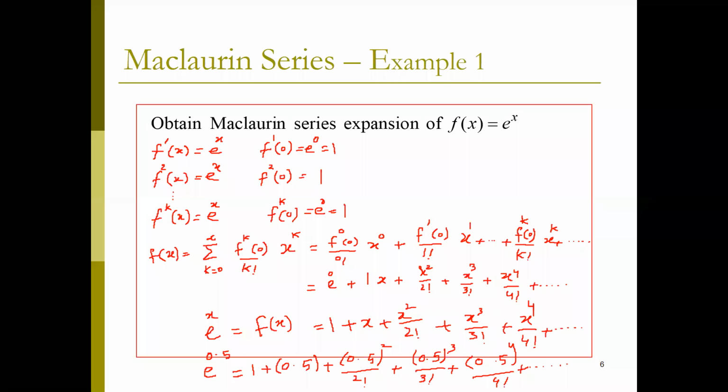So the more terms I include in the sequence, the closer the answer for e raised to the power 0.5 will be to the previous answer. So that is the way of expressing the different expansions by using the Maclaurin series.